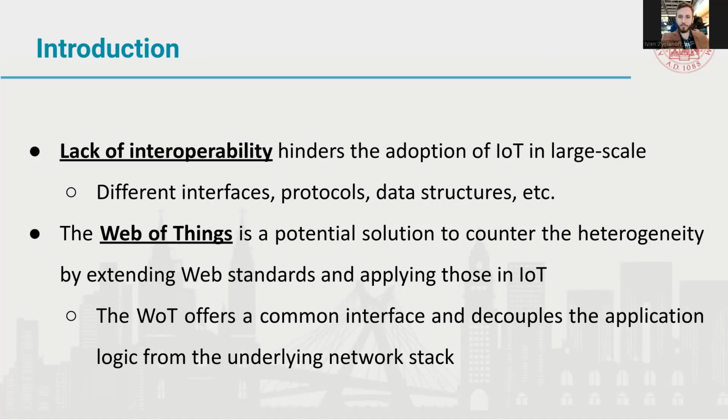One of the standards that offers a potential solution to that problem is the Web of Things. It is a standard that seeks to counter the heterogeneity in the IoT field, in the Internet of Things, by extending the already known web standards and web technology to the IoT environment. It offers a common interface between all actors in an IoT system, and it also decouples the application logic from the underlying protocol stack. That's quite important because you can consume the web thing using several different protocols.